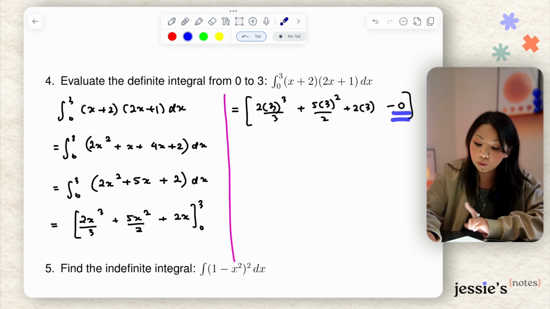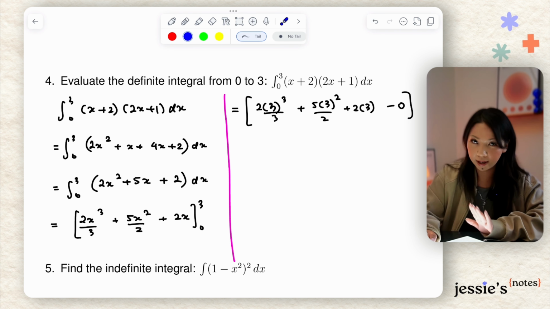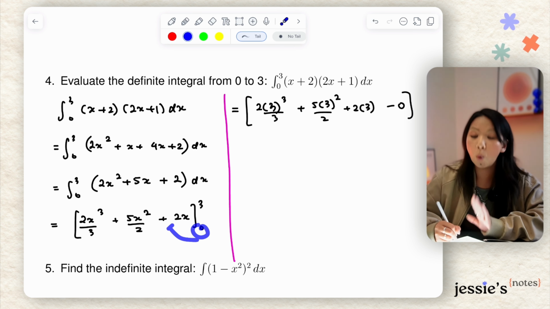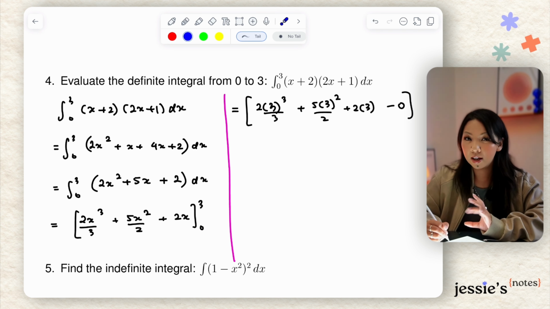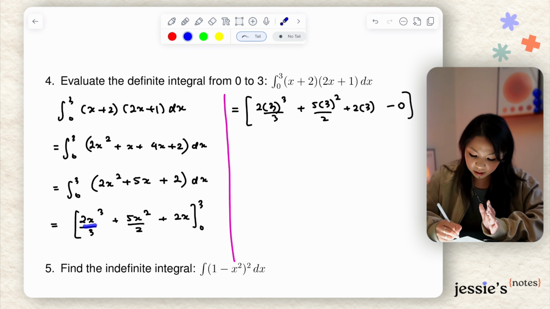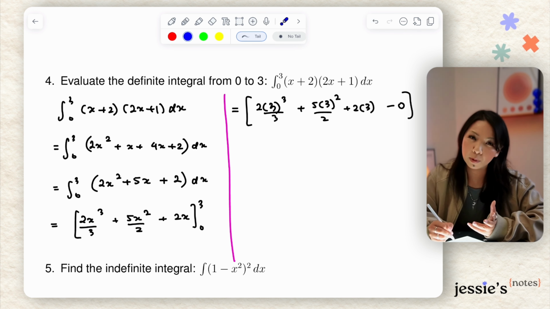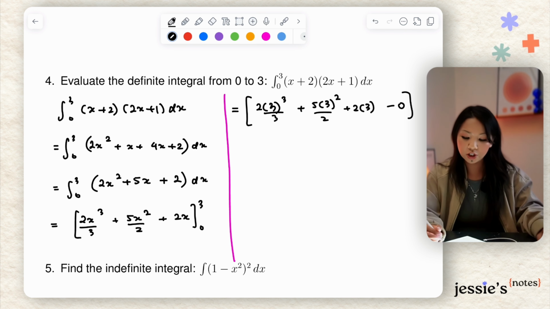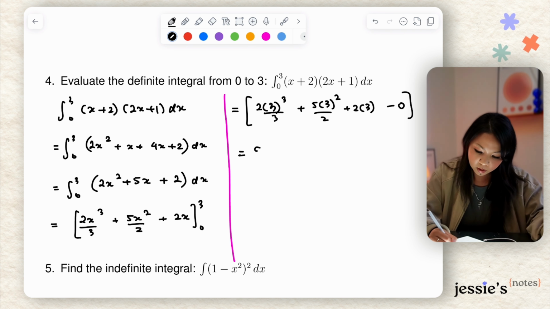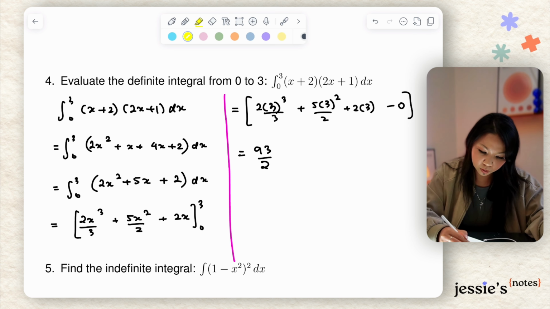Now be careful when you do this, because having a limit of 0 doesn't always give you a 0 result. But since each of these numbers are timesing to the x, it will. So now I just need to plug it in the calculator. Okay, we get 93 on 2. Beautiful.